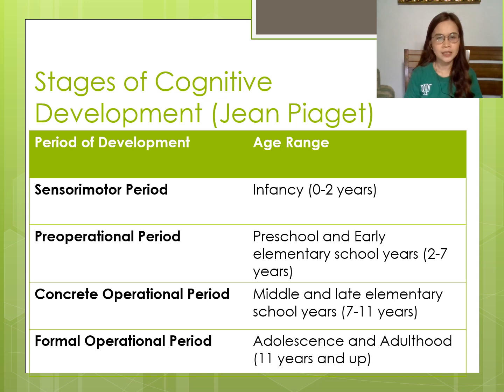Okay, so we have the sensory motor. Ito yung sa infancy, 0 to 2 years old, the preoperational period, preschool and early elementary school years, 2 to 7, concrete operational, the middle and late elementary school years, 7 to 11 years old, and the formal operational period, or the adolescence and adult na, 11 years and up. So, let's take a look at the periods of development.